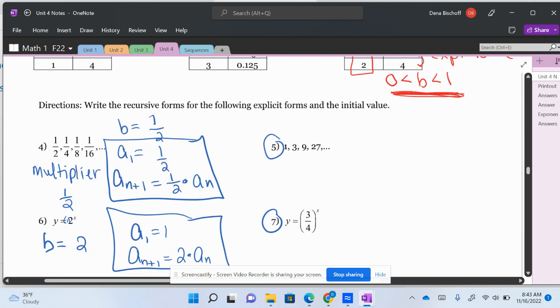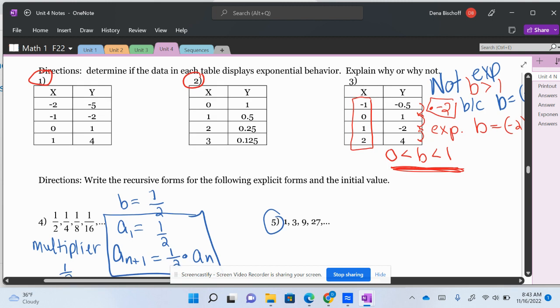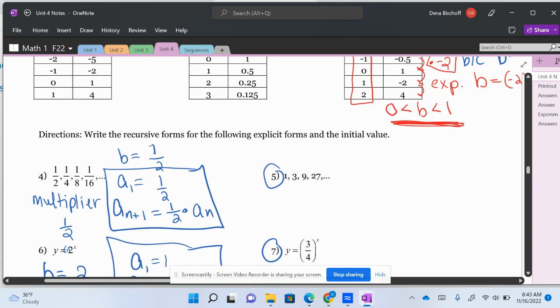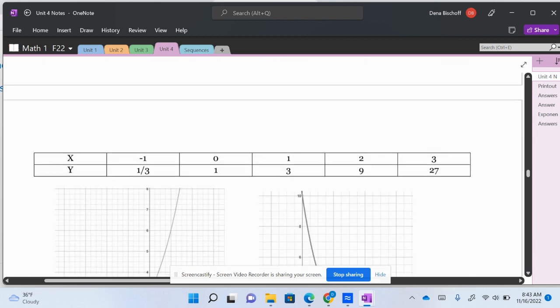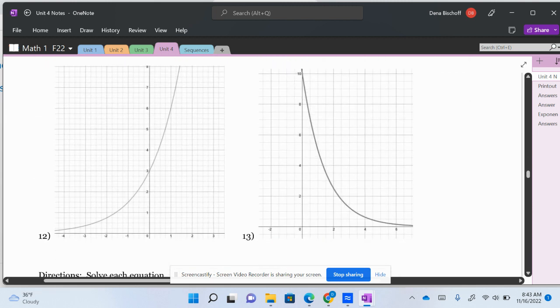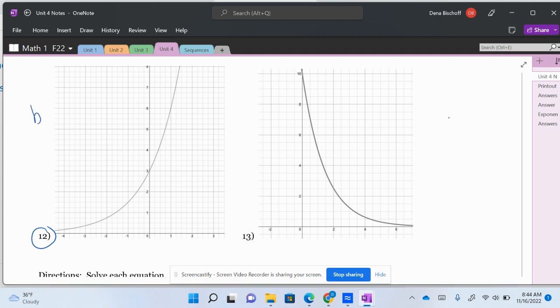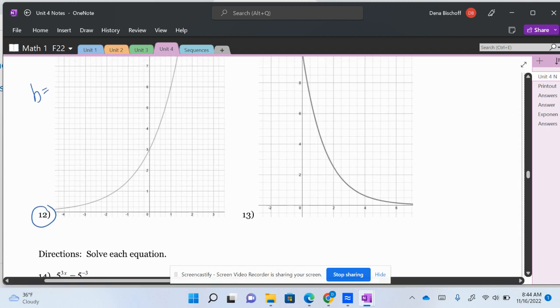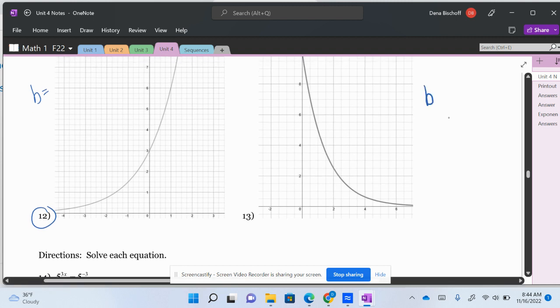I don't know if I wrote down that you're going to do number 12 or number 13. Okay, I'm going to do number 13 with you. You're going to do number 12. So you're going to do number 12, which is increasing. So your b is going to be a whole number. I'm going to do number 13, which is decreasing. So my b is going to be a fraction. So let's figure out what my initial value is first.